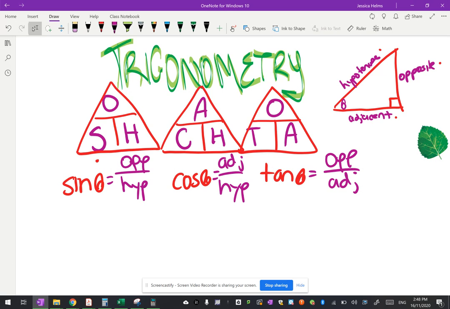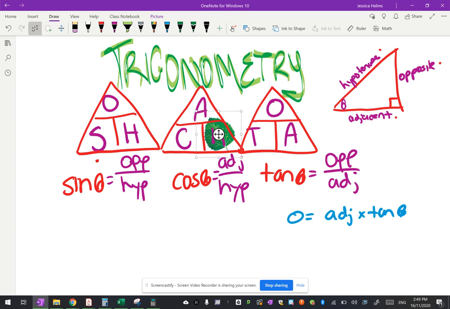So if I'm looking for the opposite and I have the adjacent of a triangle, then I know I'm going to be using the tan ratio. Then I can rearrange that to say that opposite is equal to adjacent times tan theta. Notice how I put a finger over the top of that. You cover what you want to figure out, and that gives you the equation you need.